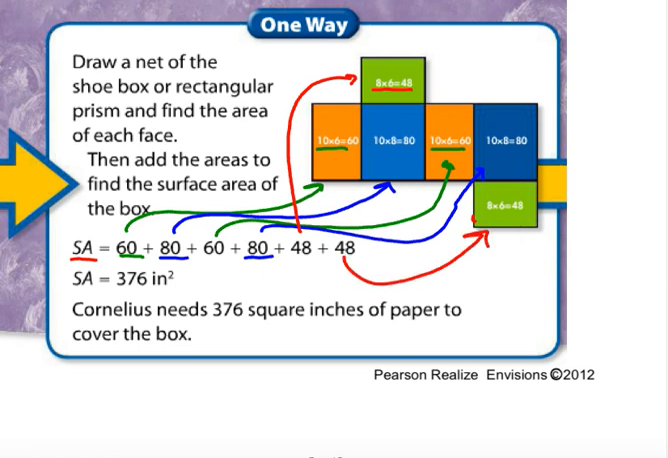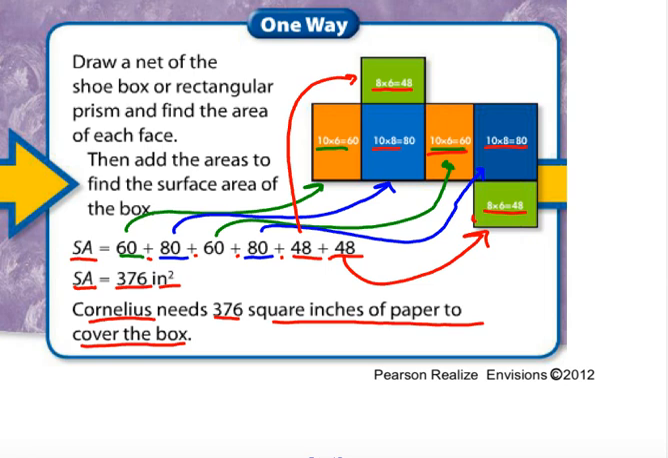And then all they did was basically multiply the dimensions, 6 times 8 to get 48, 10 times 8 to get 80, and 10 times 8 to get 80 there, 10 times 6 to get 60. So once you have all of those areas, you can add them up to come up with the surface area of 376 square inches. So Cornelius needs 376 square inches of paper to cover the box.